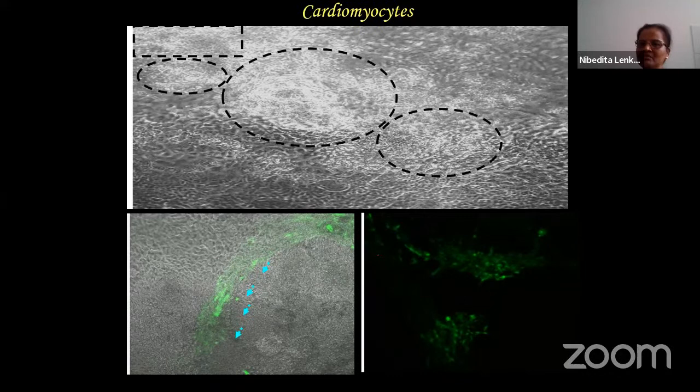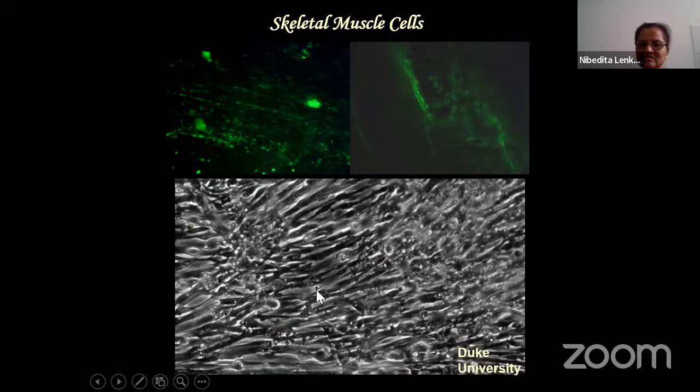Another myogenic example, I have borrowed this slide from work done by Duke University. They have shown skeletal myocytes. Here we are showing human embryonic stem cells differentiated into skeletal myocytes, for which we have shown skeletal muscle specific positive markers, and these also show the pulsating activity. Smooth muscles we have also done, and those also show pulsating activity.